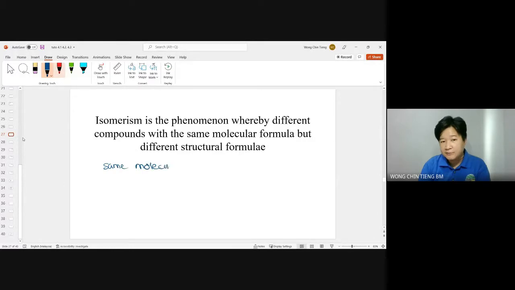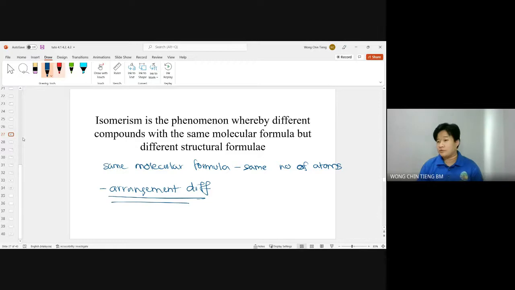Dia kena ada bilangan atom, molecule yang sama. Okay, same number of atom. Tapi apa yang berbeza kat sini adalah your arrangement. Your arrangement must be different. Kita ada susunan yang berbeza. Okay, so we are going to talk about your isomerism today.